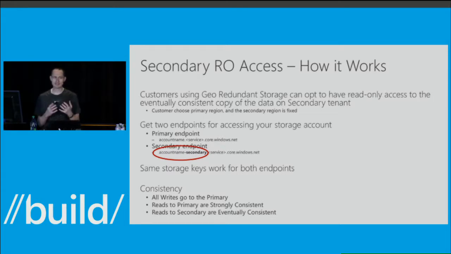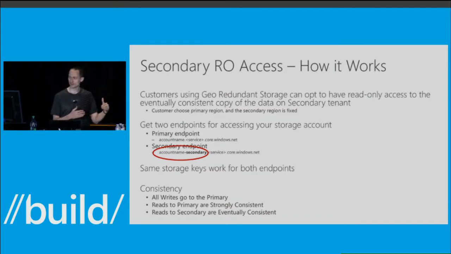So when accessing your data, it goes as follows. All your writes still go to the primary, your reads to the primary are strongly consistent, and your reads to the secondary are eventually consistent.